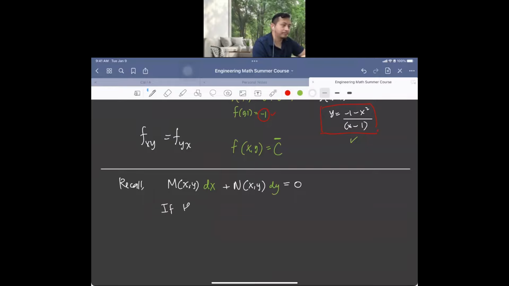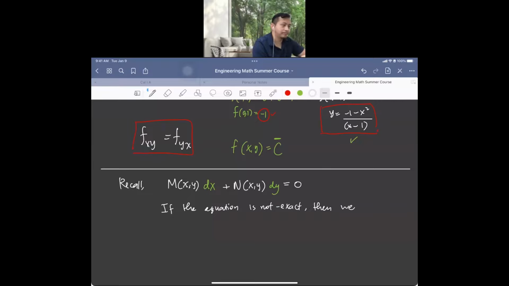If, when you try to prove whether the equation is exact or not, the equation is not exact, which means the mixed partials are not the same. This one is not the same. Okay. If the equation is not exact, then how can you solve this?